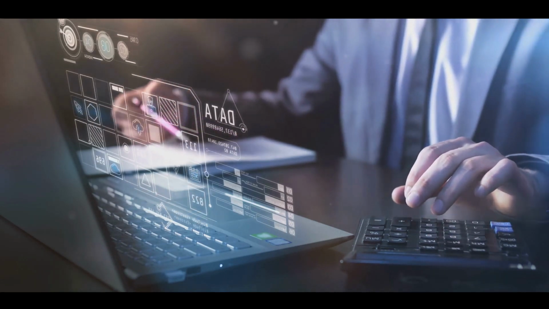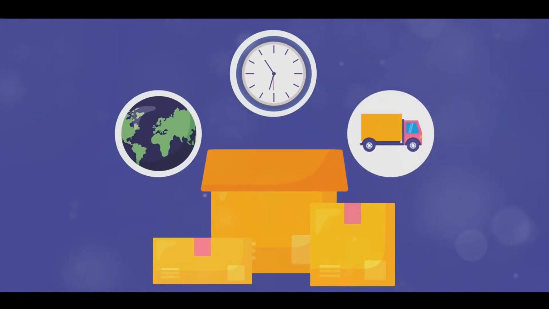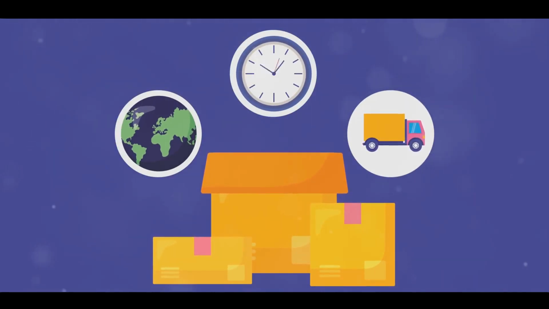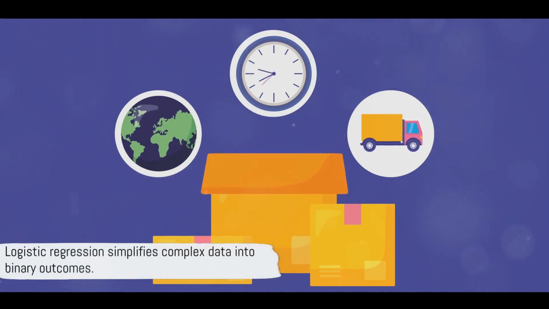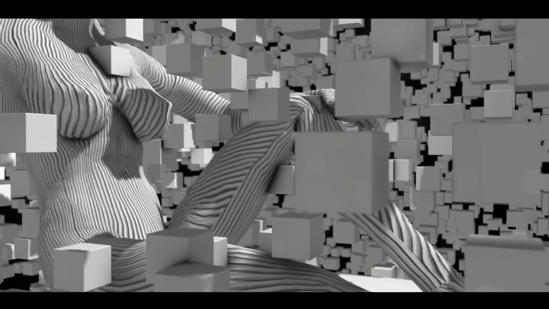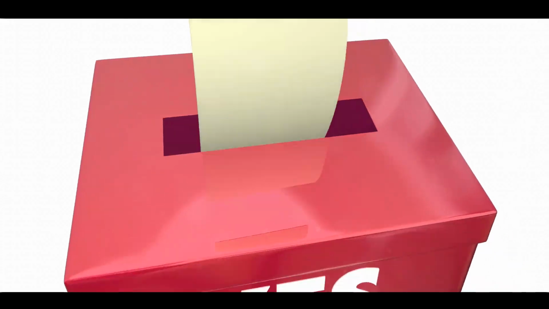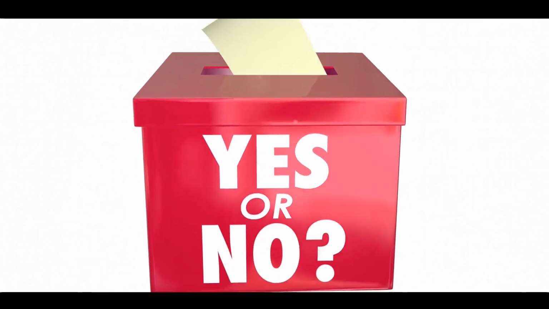So, next time you're faced with a yes, no question, remember there's a good chance that logistic regression could help you find the answer. It's a testament to the power of machine learning, turning complex data into simple yes or no answers. Remember, in the world of machine learning, logistic regression is your trusty guide to binary outcomes. It doesn't get black and white clearer than that.